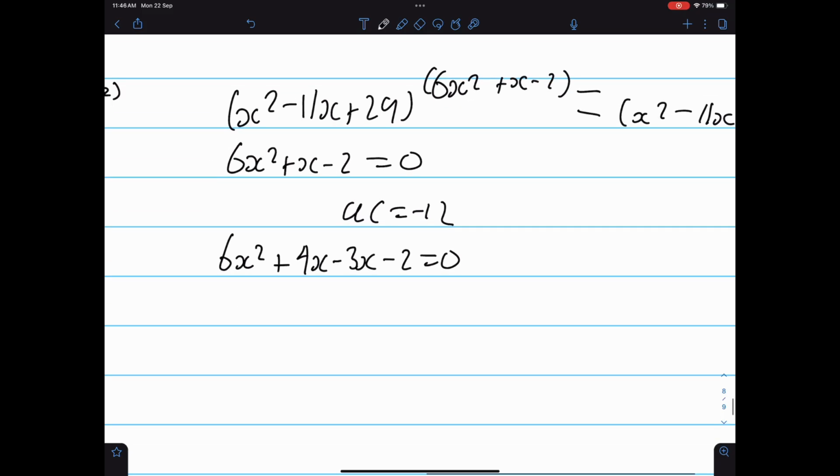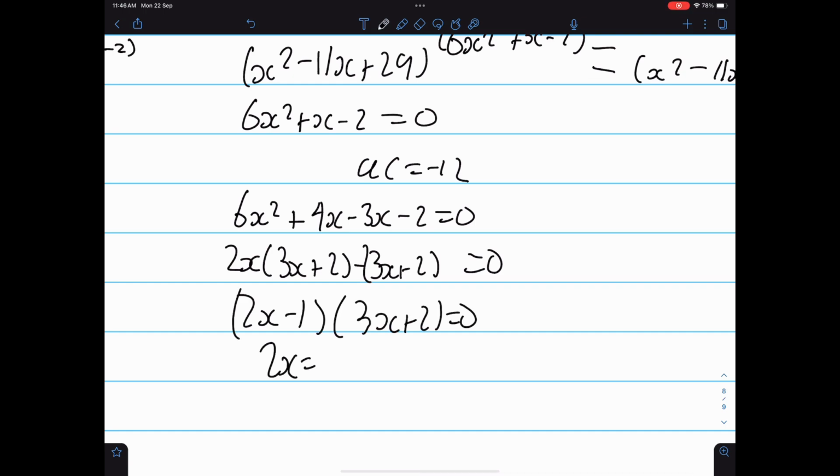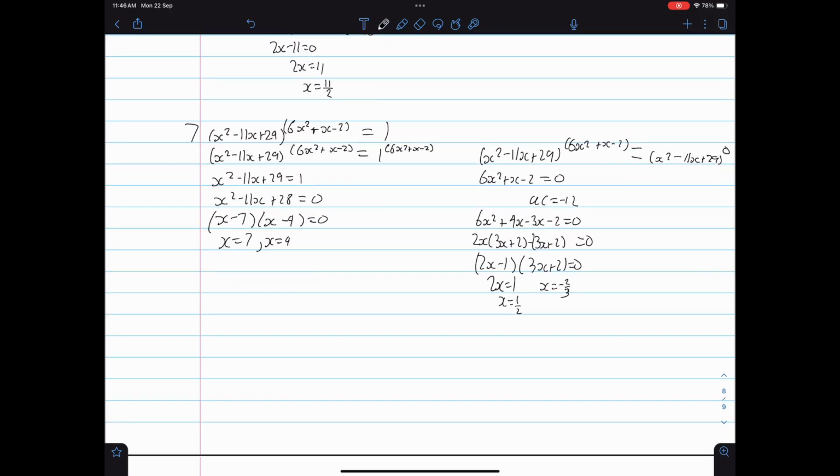And this means that 2x times by 3x plus 2 minus 3x plus 2 is equal to 0. 2x minus 1 multiplied by 3x plus 2 equals 0. 2x equals 1, so x equals 1 half, x equals minus 2 over 3. And so that means we've got 4 answers.